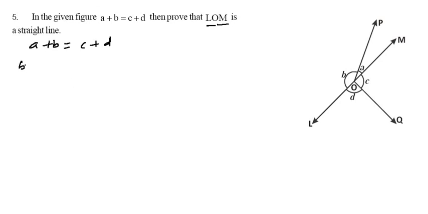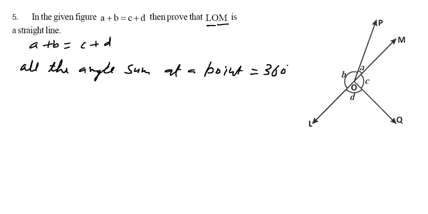So first of all, by linear pair. Not by linear pair. All the angles' sum at a point is 360 degrees. So you can write here all the angle sum at a point will be equal to 360 degrees. So you can write here A plus B plus C plus D equal to 360 degrees.